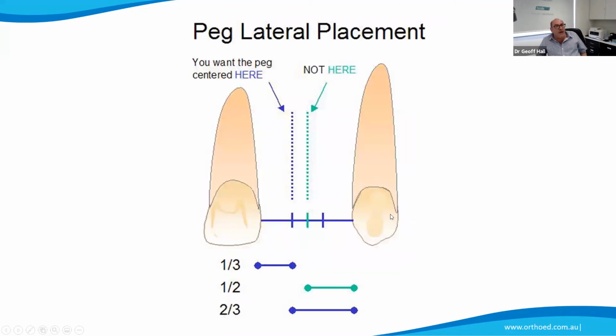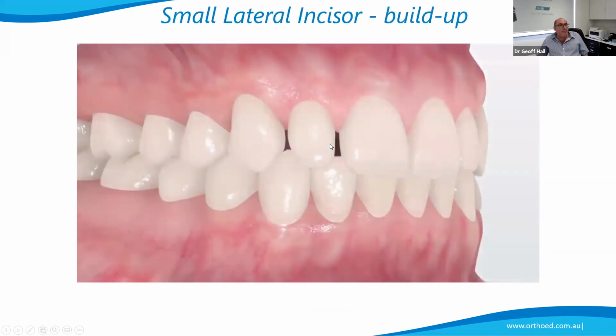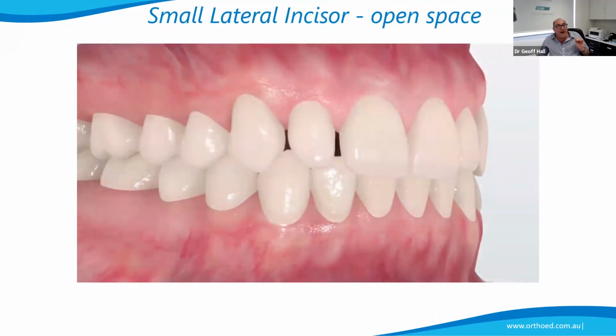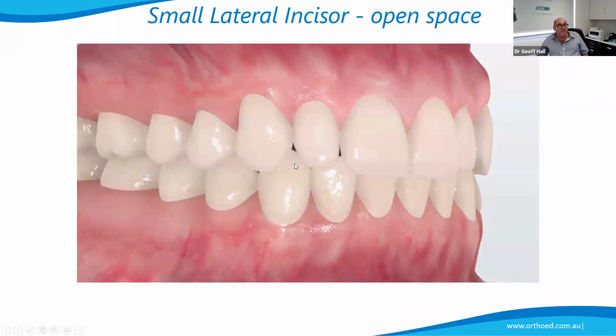So in order to do that, we've got our central incisor here. The ideal positioning of our peg lateral or our small lateral incisor would be, we have 1/3 of the space mesial and 2/3 of the space distal. So we basically go ahead and say, we're going to have 1/3 of the space mesial, 2/3 of the space distal. Then you can do the correct build-up of the tooth. So that is absolutely critical to the success of an aesthetic result. Or do we open up the space and make sure, once again, we've got 1/3 of the space mesial and 2/3 of the space distal.